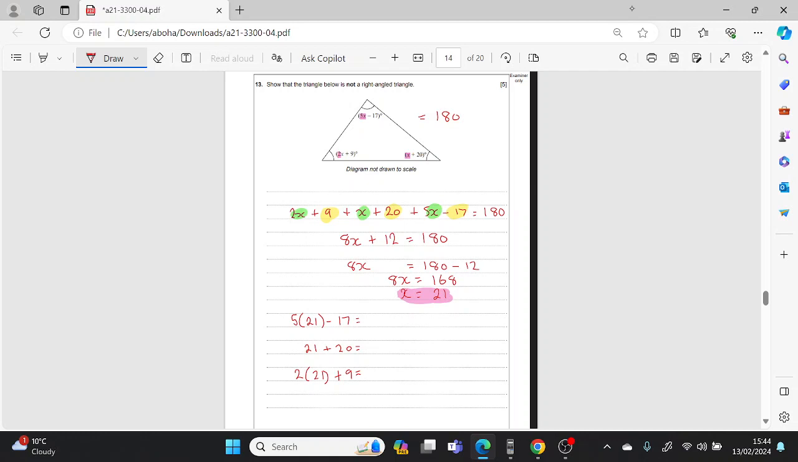So that's going to be 105, take away 17, which gives you 88, I think. Then 21 plus 20 is 41. And then 2 times 21 is 42, plus 9 is 51. So a quick check, 80, 120, 170, 178, yeah, 180. And you can see that none of these answers are 90 degrees.